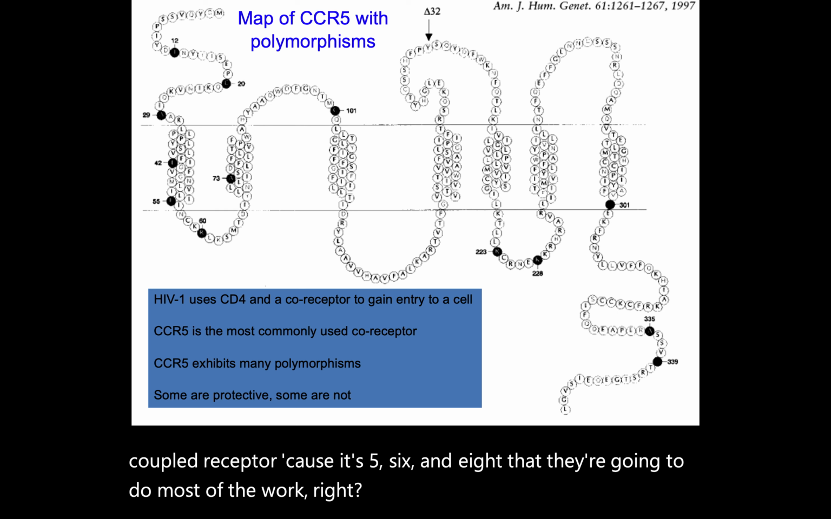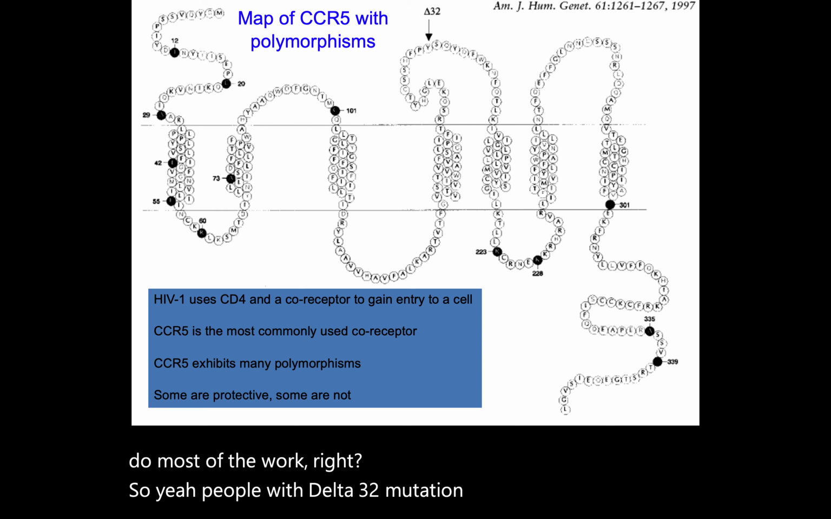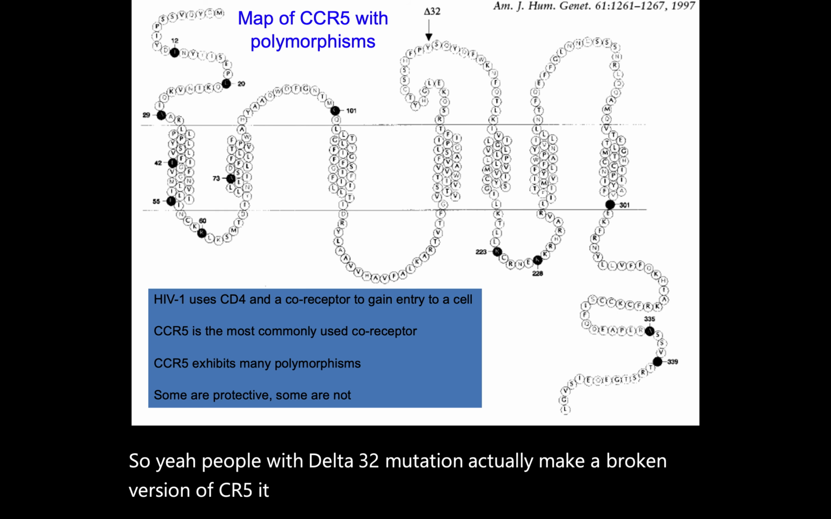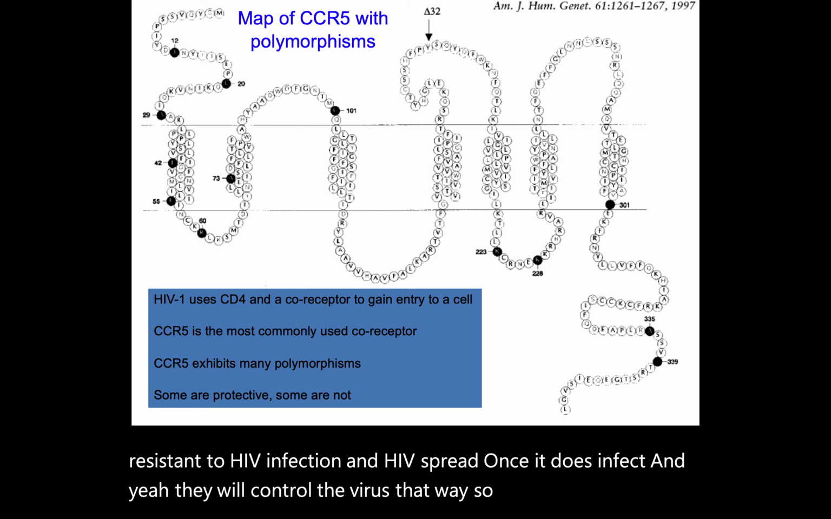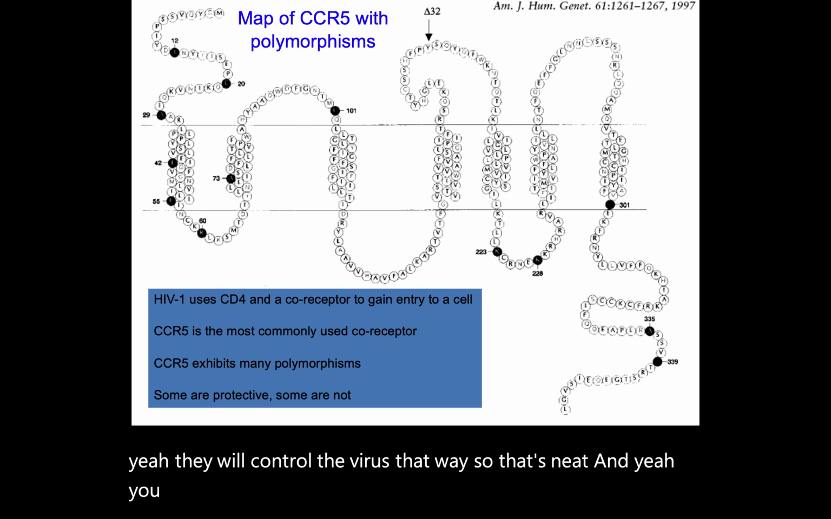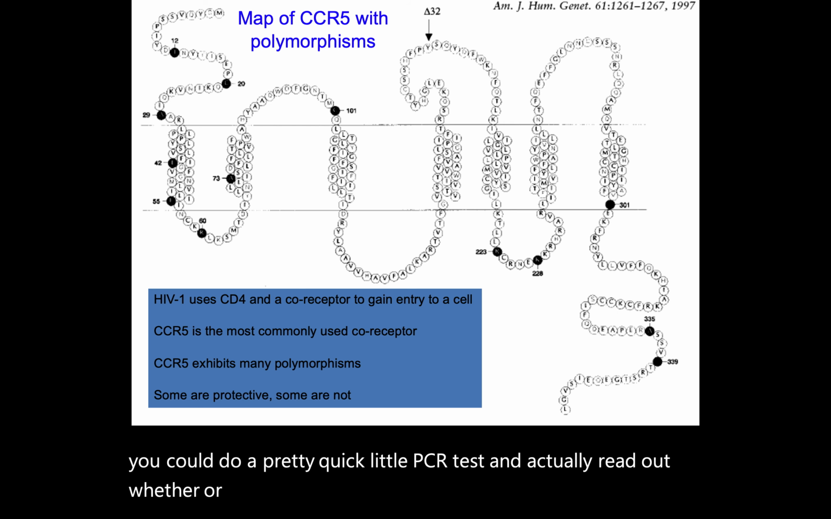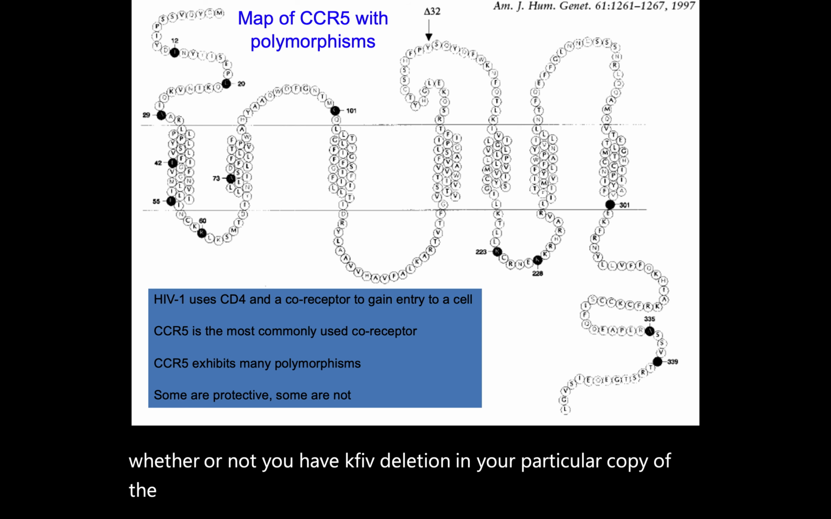People with the Delta 32 mutation actually make a broken version of CCR5. It does not get to the surface. They are much more resistant to HIV infection and HIV spread once it does infect. They will control the virus that way. So that's neat. And you could do a pretty quick little PCR test and read out whether or not you have the CCR5 deletion in your particular copy of the genome, or whether you have 1 copy or 2 copies of the Delta 32 mutation.